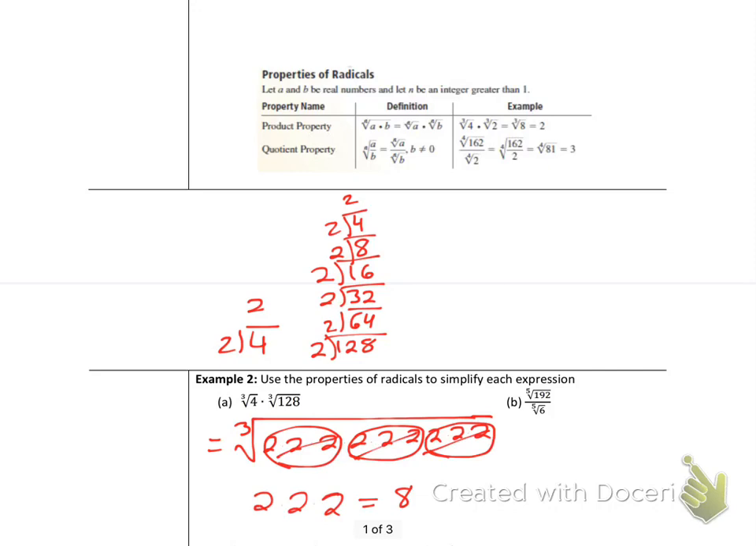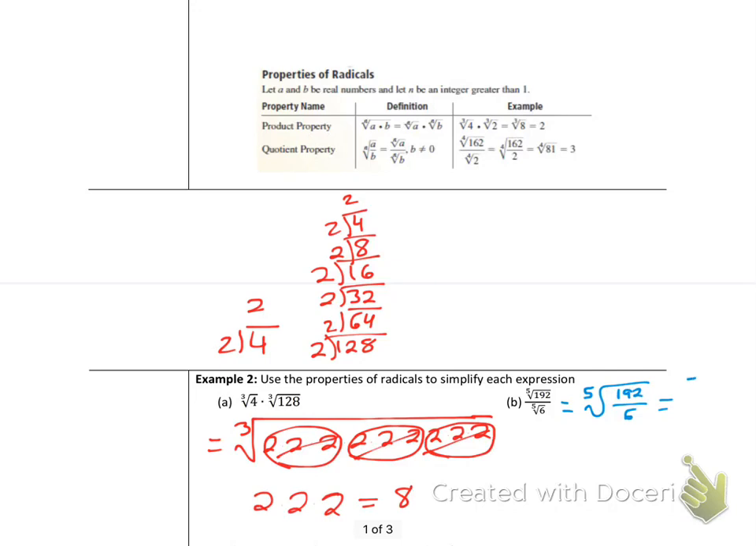Let's come over here to the example B. Now we have 192 over 6, and they're both under the 5th root. So just like when we had the same exponents, we have the same root. That means we can divide. So we really have the 5th root of 192 over 6. You're allowed to do that.